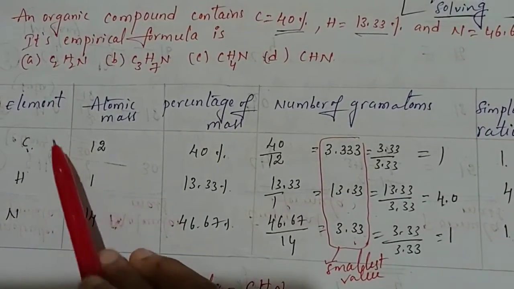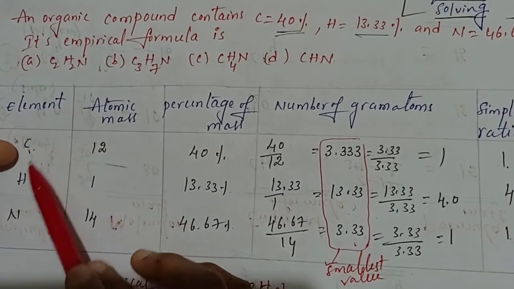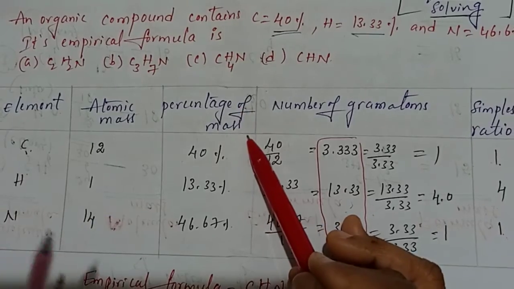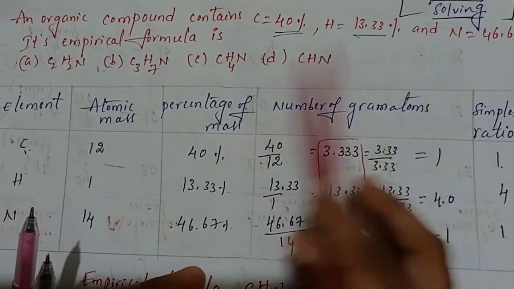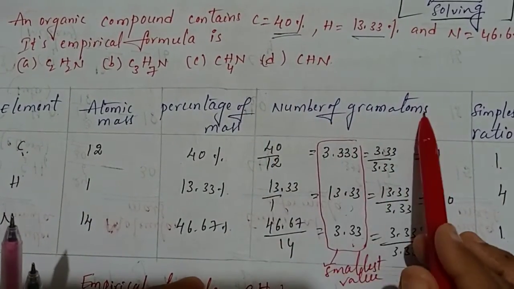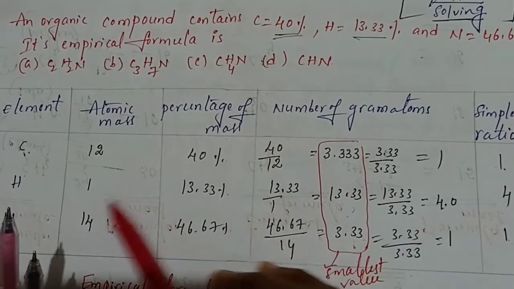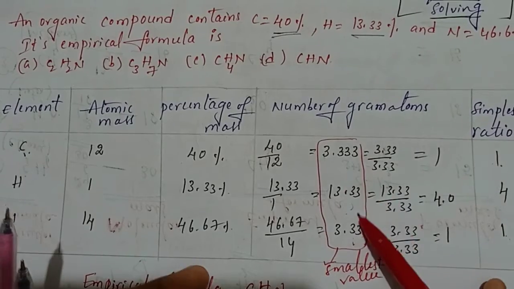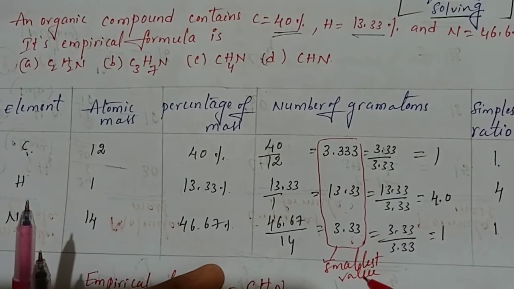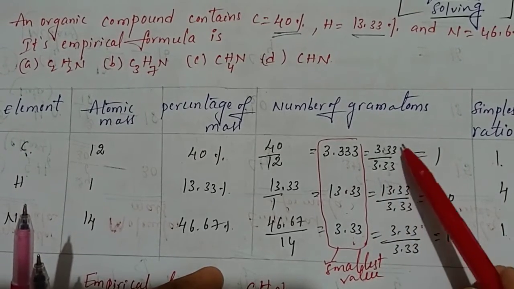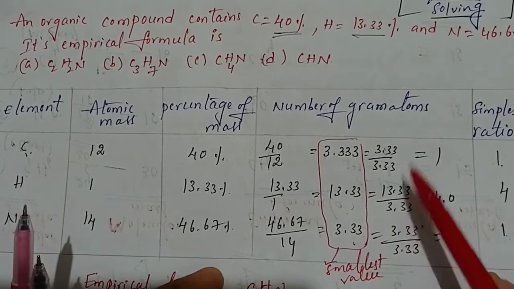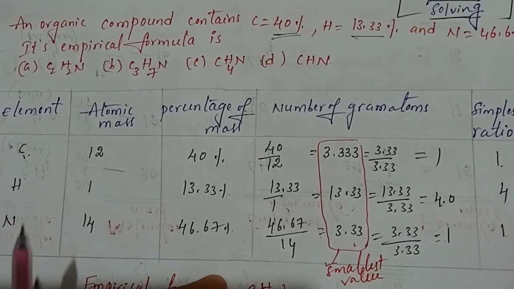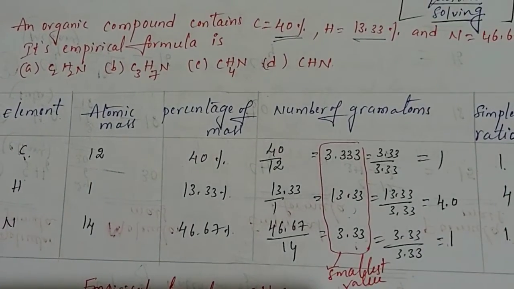Understood? So first, write which elements are there: carbon, hydrogen, nitrogen, and their atomic masses. Then the percentage of mass, whatever percentage is given in the question. Number of gram atoms is nothing but percentage divided by atomic mass. Then you will get the number of gram atoms. Here you got three values. Divide all the values by the smallest value. Then you will get 4, 1, 1. This is the simplest form. Write those values, then you can write the empirical formula.